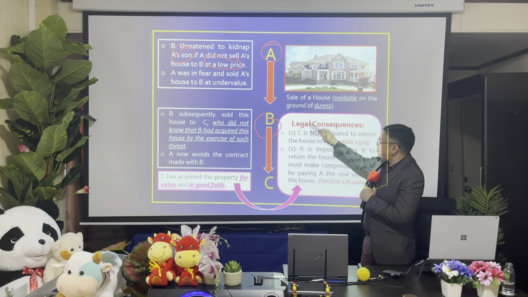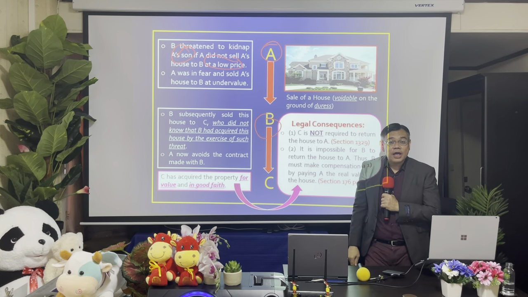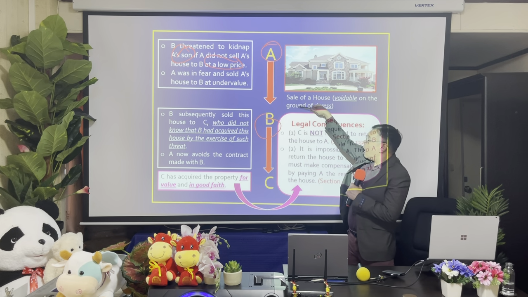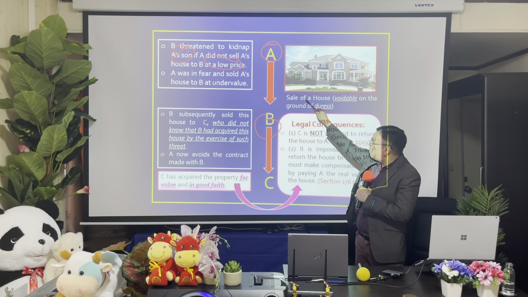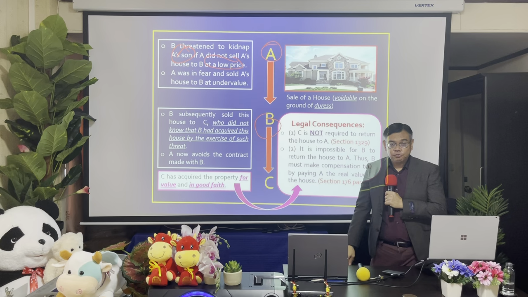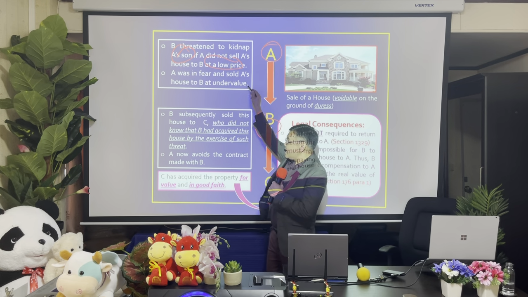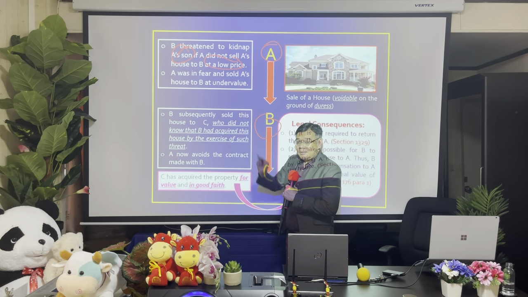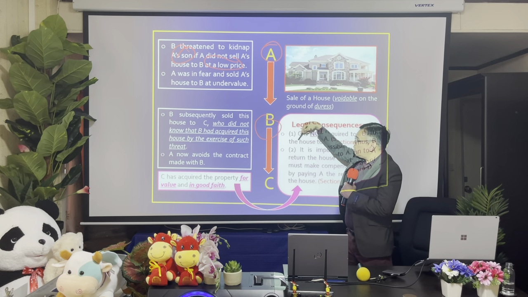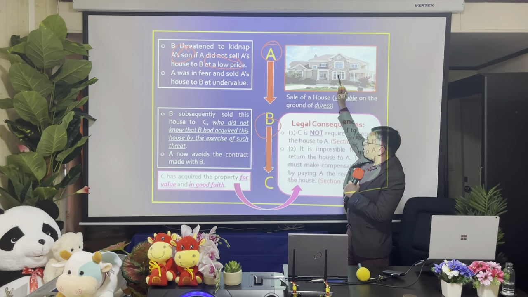When A made this contract for the sale of this house to B under duress, this contract between A and B would be voidable. If A avoided this contract, that means the sale of this house would be deemed by law to have been void from the beginning, and both parties will have to be restored to their original positions according to the law, remember? Supposing that before A avoided this contract, B subsequently sold this house to C, who knew nothing about the contract between A and B.